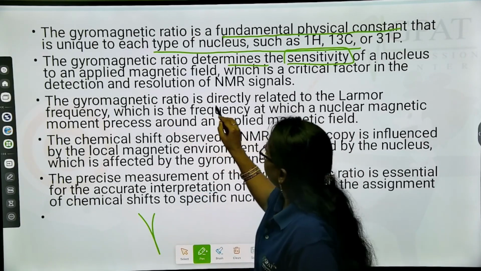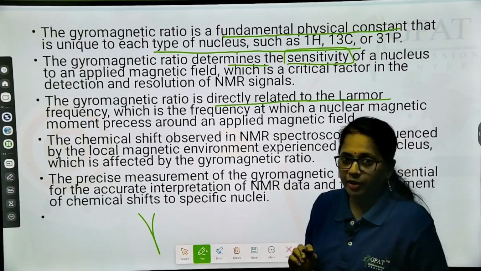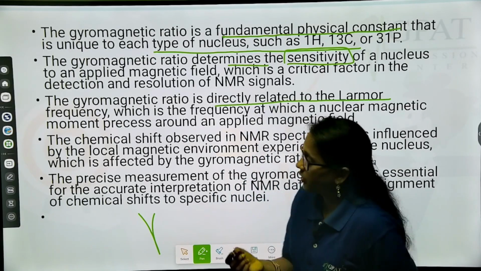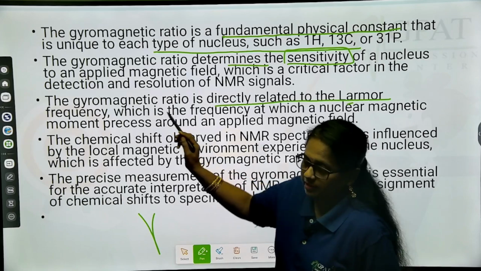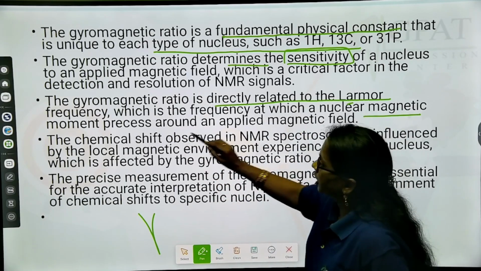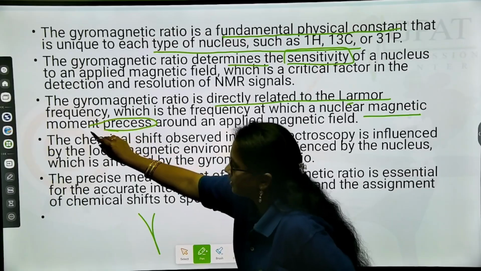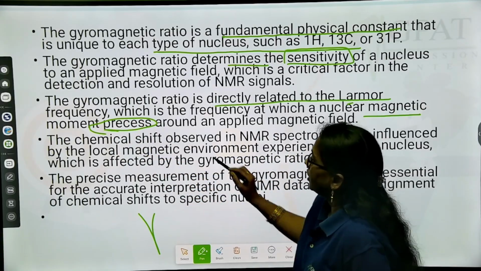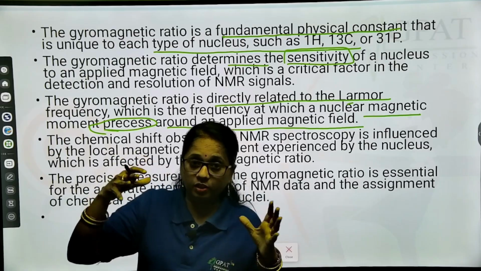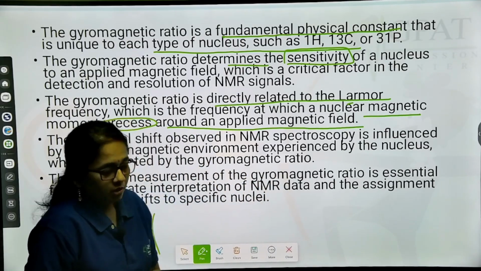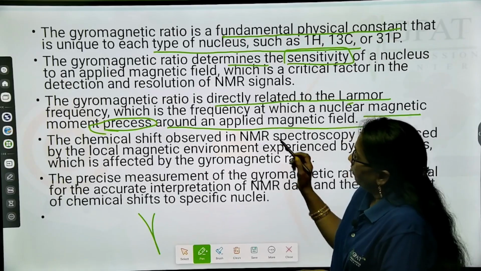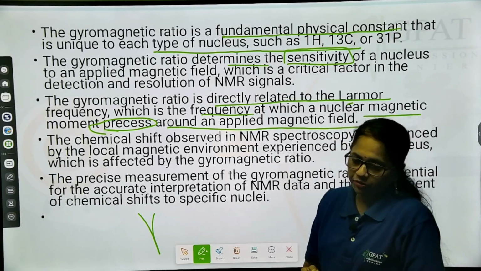It is directly related to the Larmor frequency, that is the precessional frequency I told you about. The Larmor frequency is the frequency at which the nuclear magnetic moment, the angular moment, precesses around the applied external magnetic field, whatever we are going to apply. Due to that, you are going to see the frequency, which is nothing but the Larmor frequency.